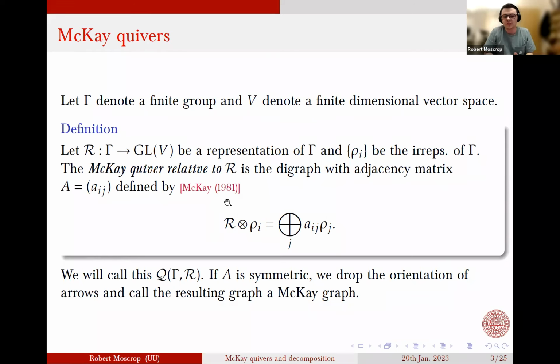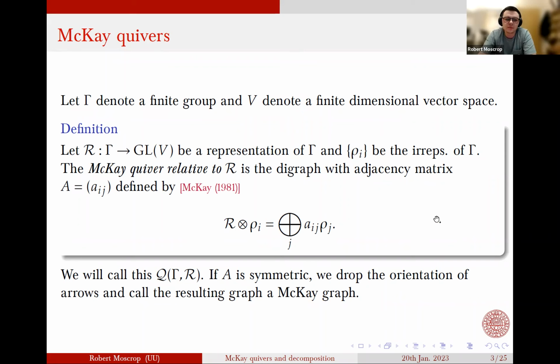But it raises a good point. So this is dependent on the representation you choose. So you can get different things for different R's. And if A is symmetric, which it need not be in general, we just typically drop the orientation and have it as an undirected graph. So it's just the basic definition. You can do this for any finite group and it's all good.